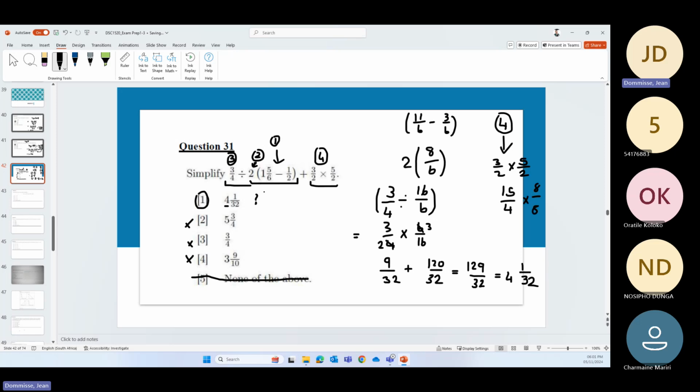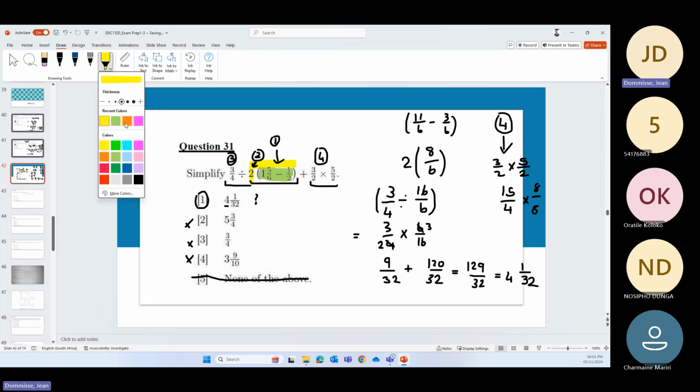For the guys that have calculators like the Sharp and the Casio that can work with fractions, what you would have needed to do is basically first work out this. So in your calculator, 1 and 5 over 6 minus a half. Then the second step would have been to multiply that by 2.